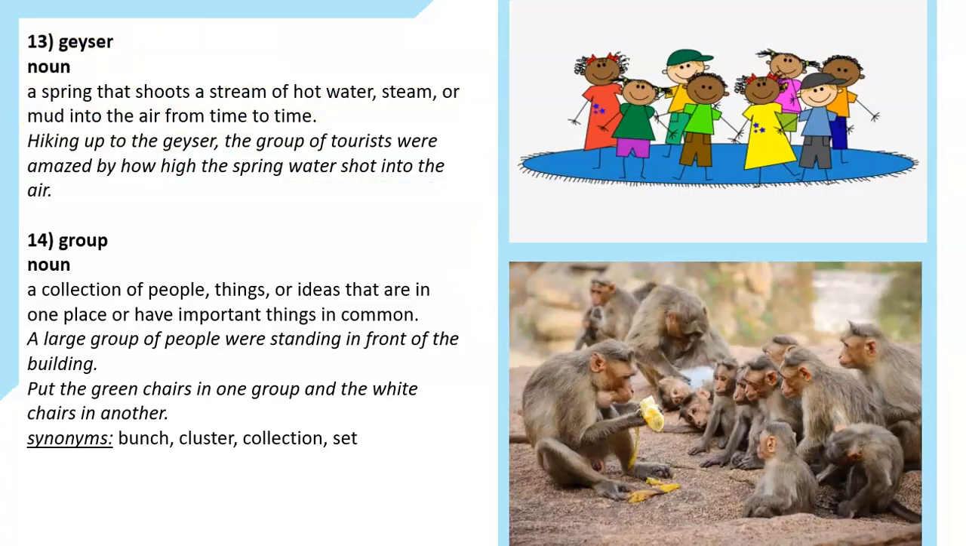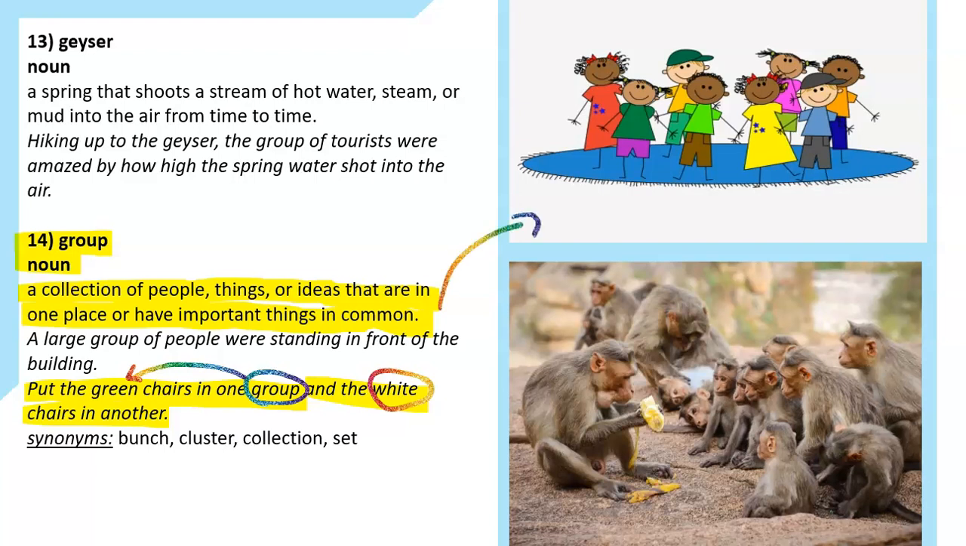Our next word is group. Group is a noun and it is a collection of people, things, or ideas that are in one place or have important things in common. For example, put the green chairs in one group and the white chairs in another. We are putting them in a group because they have something that is similar. These chairs are green and the other chairs are white, so they need two different groups.